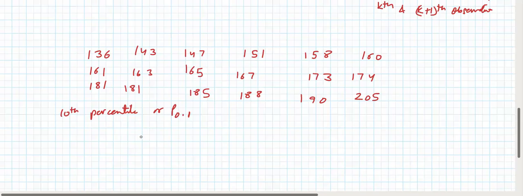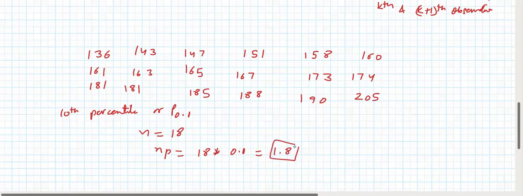These are 18, right? N is 18. I want to calculate the 10th percentile. So what will be our np? It will be 18 times p, which is 0.1. So that will be 1.8.